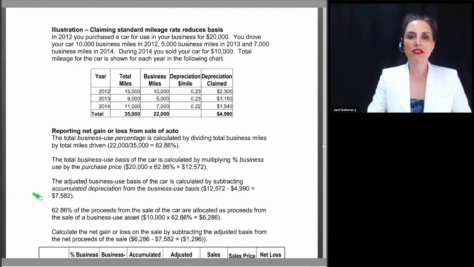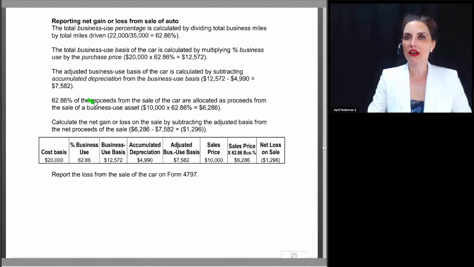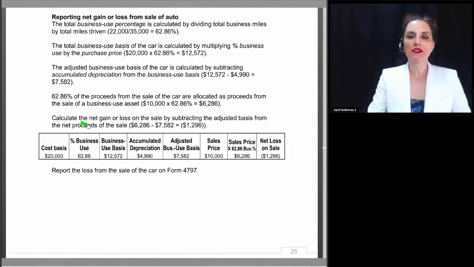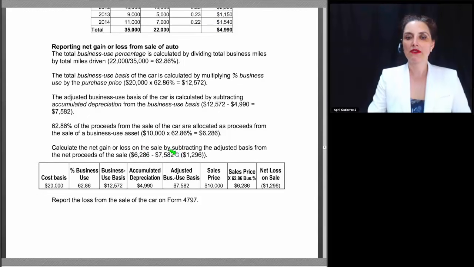So what happens if we sell this car? Well, we sell the car for $10,000 and we bought the car for $20,000. So do we have a gain or loss? And if so, how much? Well, we're going to take the cost basis of 20, multiply that by the business use percentage of 62.86, and get a business use basis of $12,572. We then subtract out the accumulated depreciation that we figured right here of $4,990, and we end up with our adjusted business use basis of the vehicle.